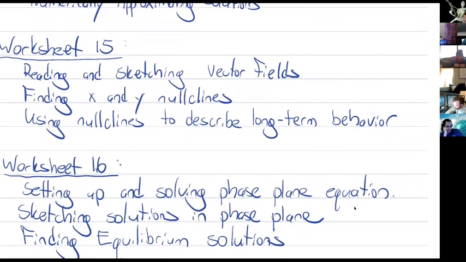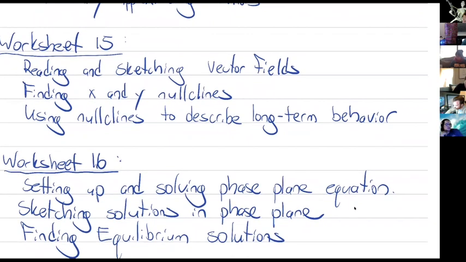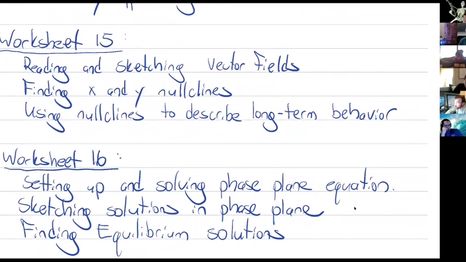So in worksheet 15, that was all of the work that we did with approximating long-term behavior of solutions using nullclines, X and Y nullclines. And you have a problem on the review stuff of practicing this. So it's finding these nullclines and then being able to sketch them in the phase plane and then being able to use those sketches to say what type of stability the equilibrium might have. So we did all of this equilibrium stability analysis without using the linear algebra at first.